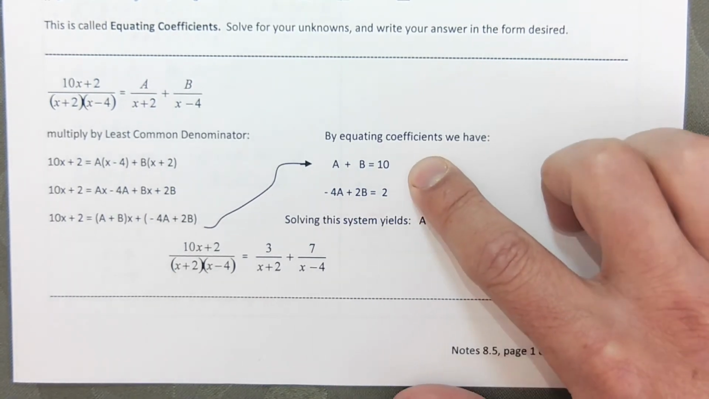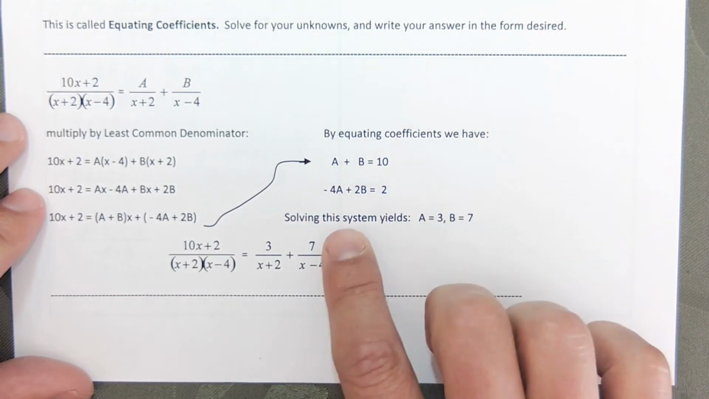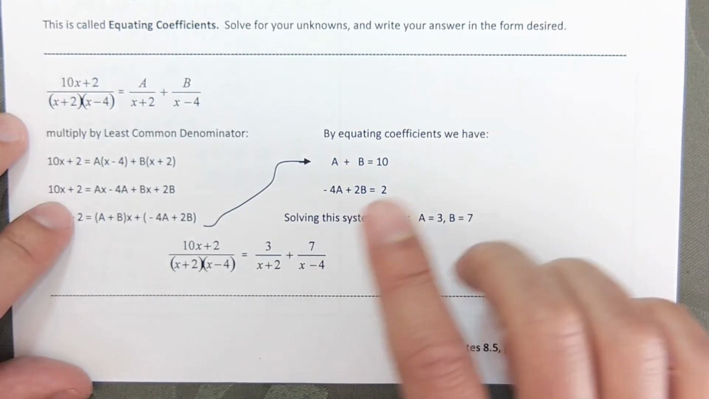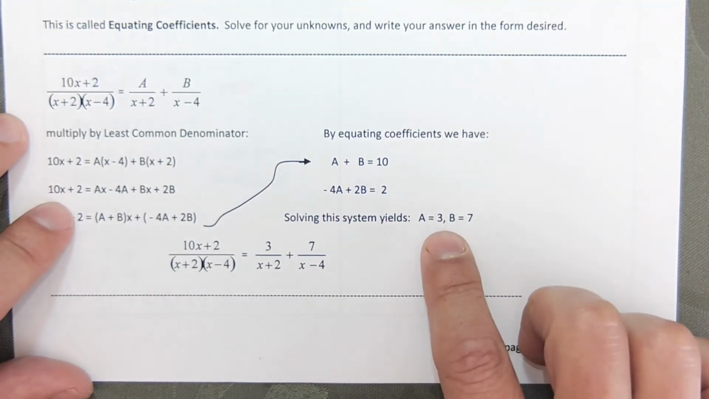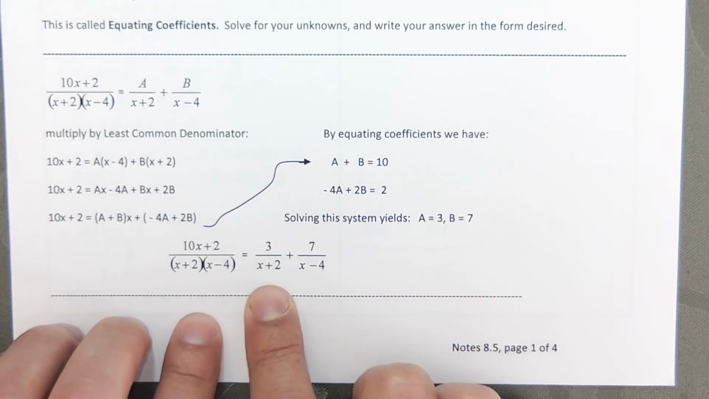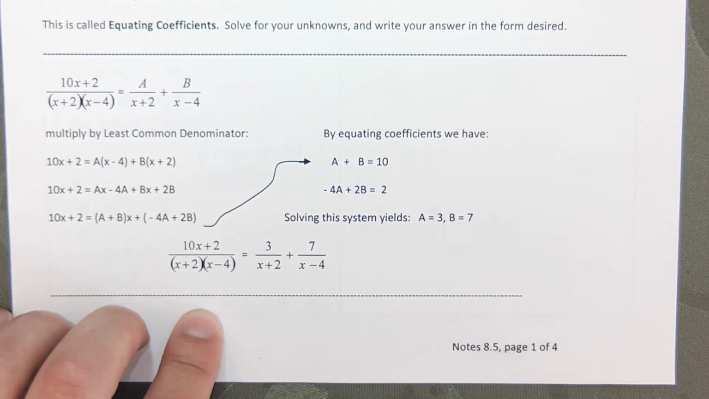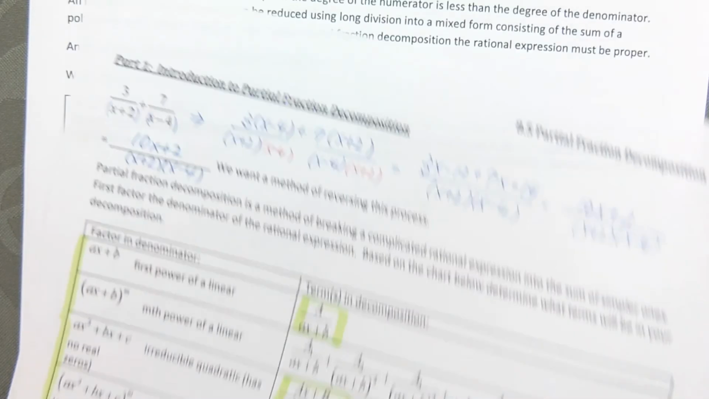I now have a system of two equations, and when we solve that system, which you can certainly do, we end up with a equals 3 and b equals 7, as we know that it should be. Let's try another example.